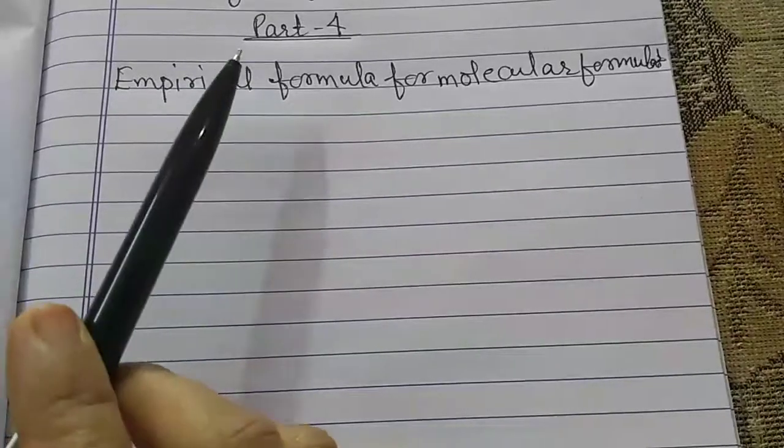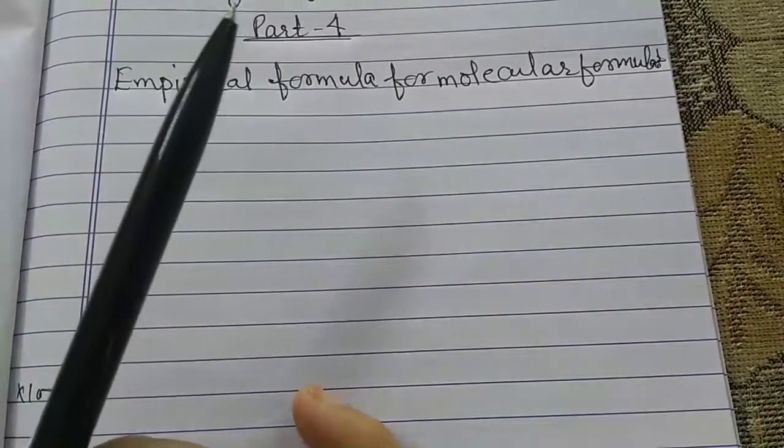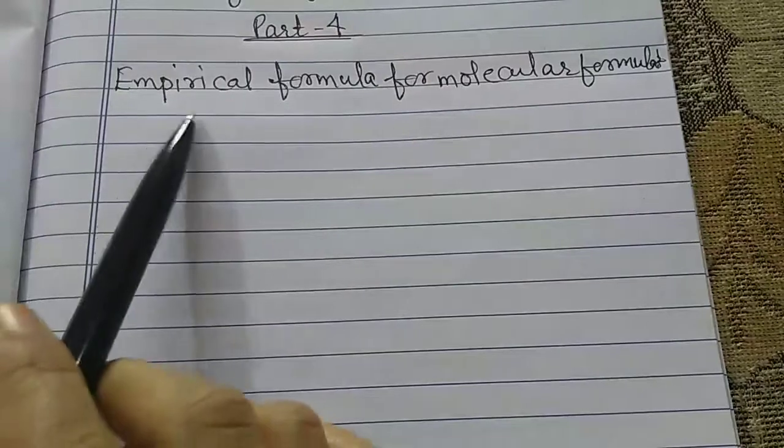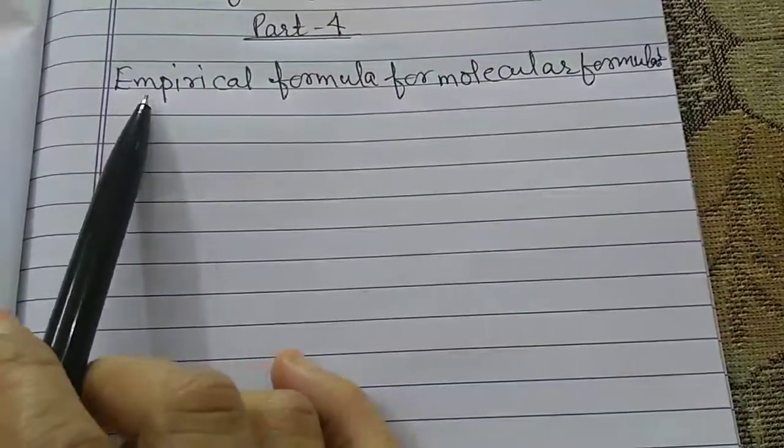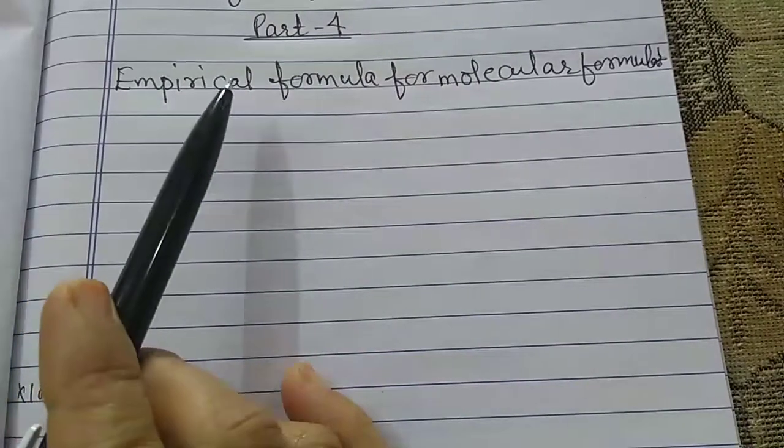Good morning everyone. Part 4 of the chapter, Some Basic Concepts of Chemistry, is empirical formula and molecular formula. Now let us first discuss the empirical formula.